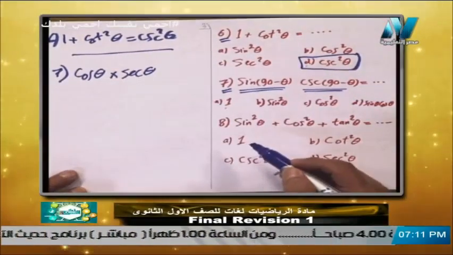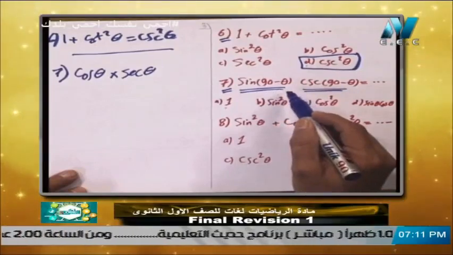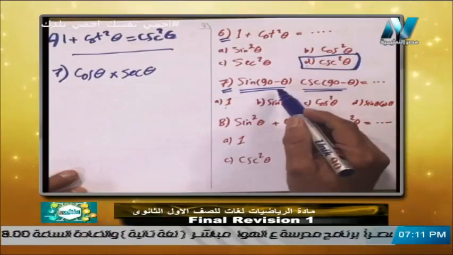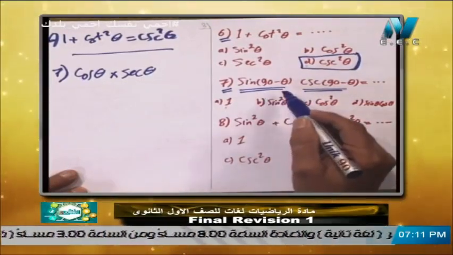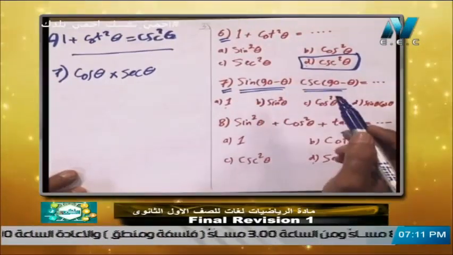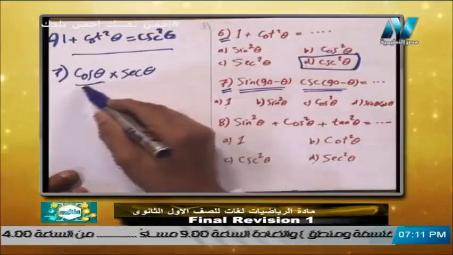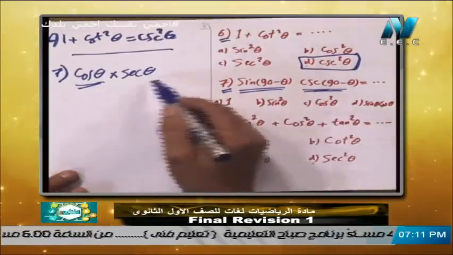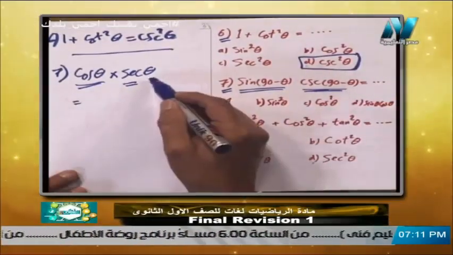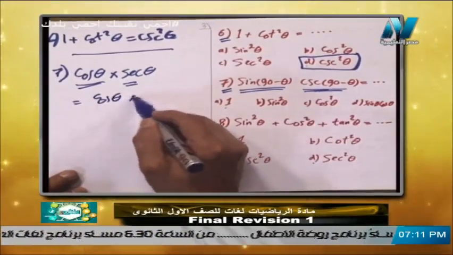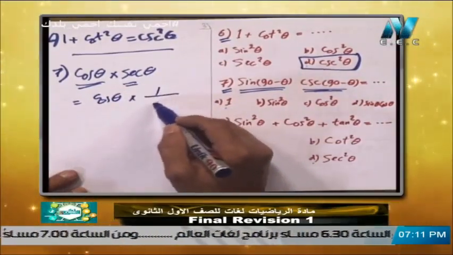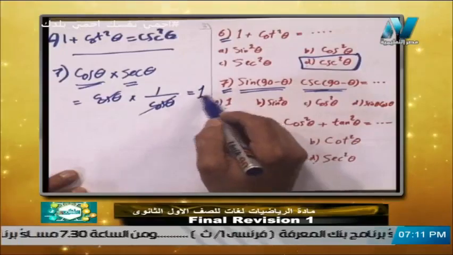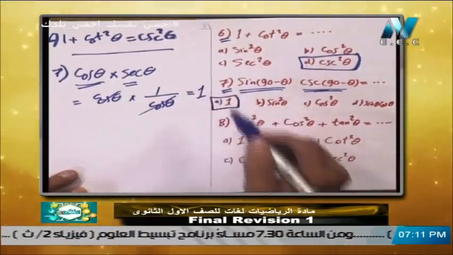We know, my dear students, that sine 90 minus any acute angle, sine will be cosine. If 90 minus theta, cosine will be sine, tan will be cotan, cotan will be tan, sec will be cosec, cosec will be sec, and so on. So sine 90 minus theta, as we said, equals cosine theta, and cosec 90 minus theta equals sec theta. And we can expand sec theta here. We have cosine theta multiplied by 1 over cosine theta, since sec is the reciprocal of cosine theta. And we can cancel this, and the final answer of course equals 1. Where is 1? 1 is the first answer, which is A.